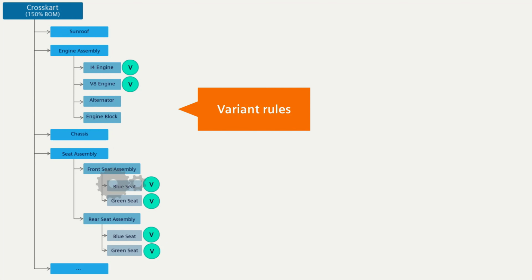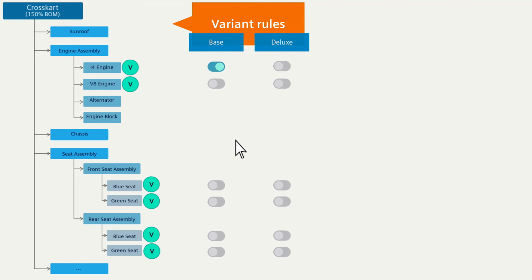As per the variant rules, the i4 engine and blue seats must be used in the base variant, while a V8 engine and green seats must be used in the deluxe variant. Based on these rules, the Crosscard is configured, and the base variant and the deluxe variant are derived accordingly.